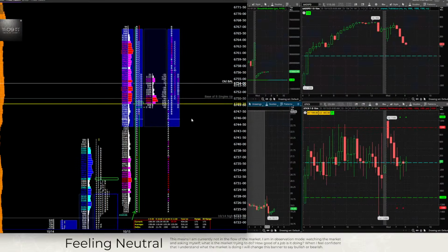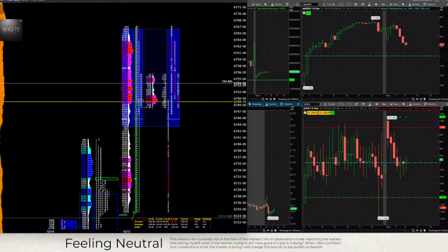Looking for support around the overnight high, 67.40. If we get it, looking for the market to get back up above the current high, 67.67. And I don't think it's going to be fast. I think it's going to take hours for the market to slowly creep its way back up there. So do with that what you will.